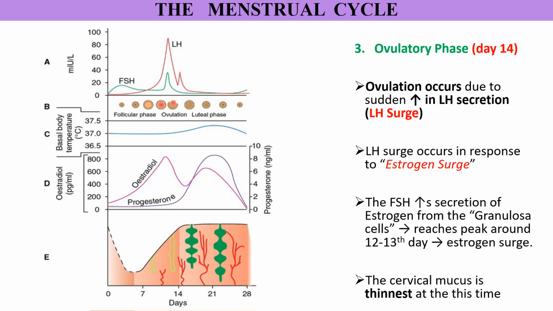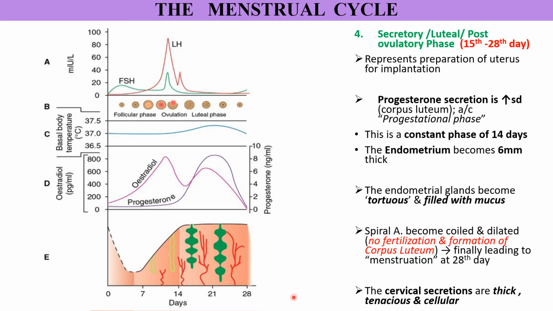Next comes the ovulatory phase, that is the 14th day of the cycle. Due to excessive increase in the estrogen hormone, an estrogen surge occurs which causes the LH surge, that is peak secretion of luteinizing hormone. This LH surge occurs exactly a day before ovulation, followed by ovulation. The cervical mucus is also the thinnest at this time so that sperms can easily swim towards the ovum.